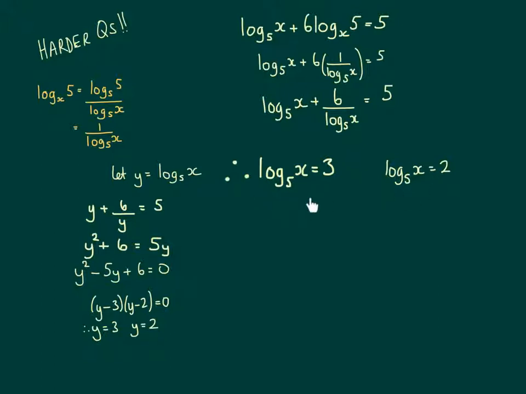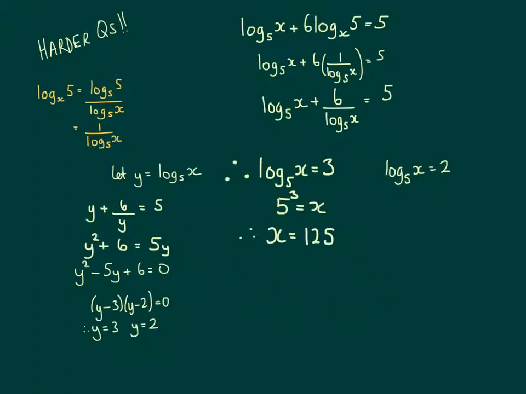And this is dead easy to solve. If we just rewrite that as an exponential statement, remember that 5 to the power 3 is going to be equal to x. So that gives us x is equal to 125. So the end bit is actually dead easy.